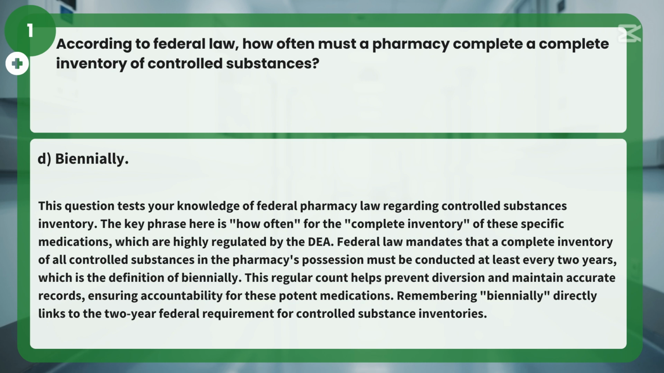This regular count helps prevent diversion and maintain accurate records, ensuring accountability for these potent medications. Remembering biennially directly links to the 2-year federal requirement for controlled substance inventories.